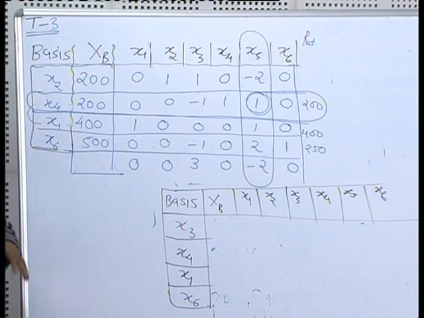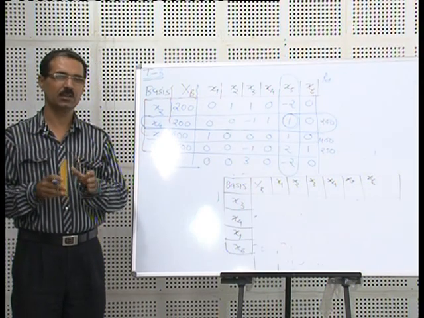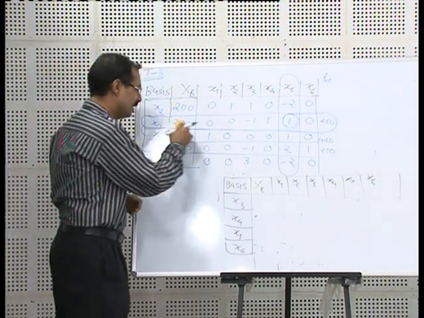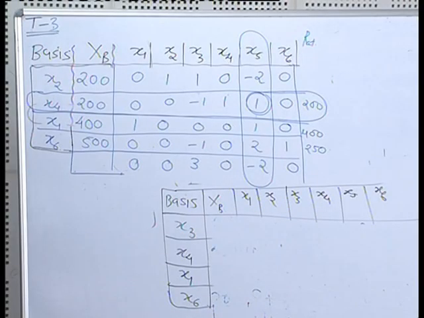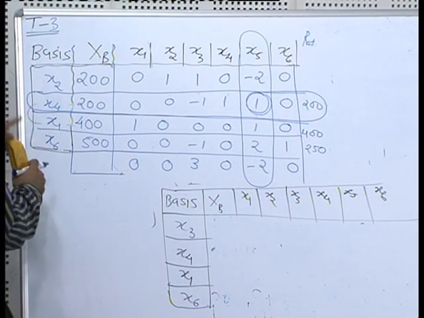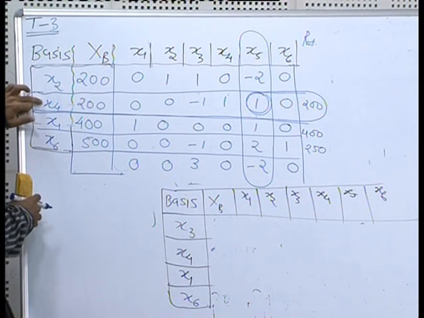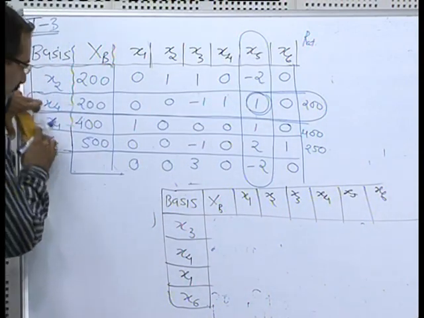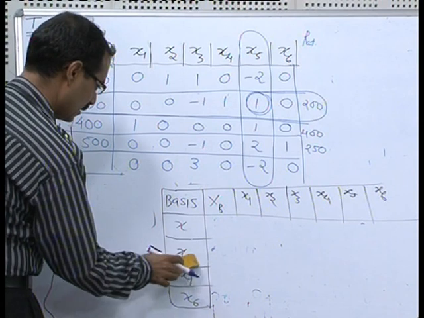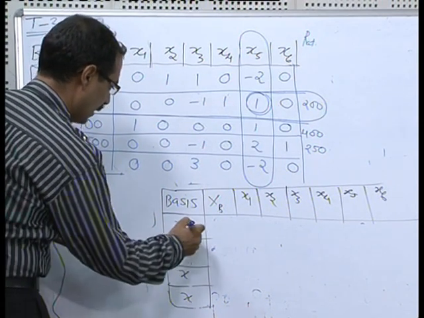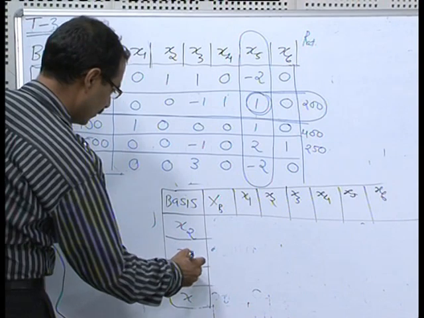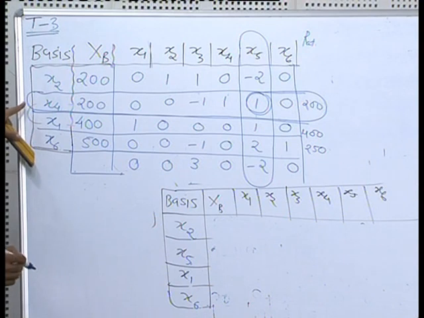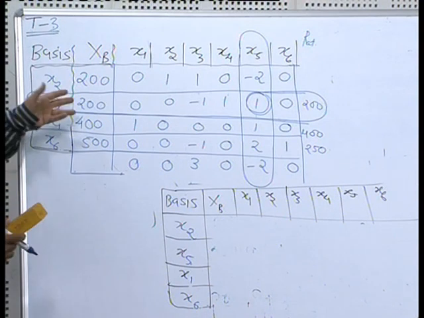As we did last time, once again we will repeat the process, and looking at it carefully we will do all the simplex steps. First of all, the selected row is divided by the leading element. The leading element is 1, so the selected row will be as it is. Of course, the basis will have a change. This x4 will be replaced by x5 now. So the basis becomes x2, x5, then x1 and x6.